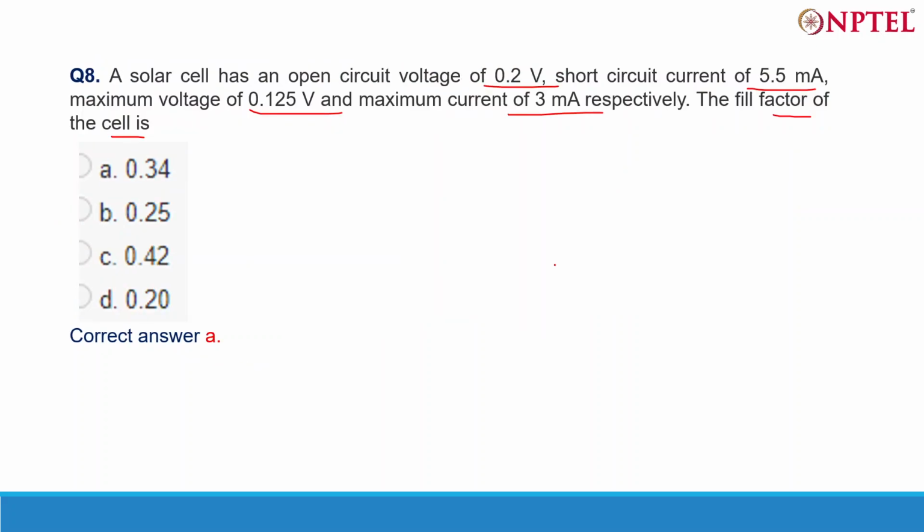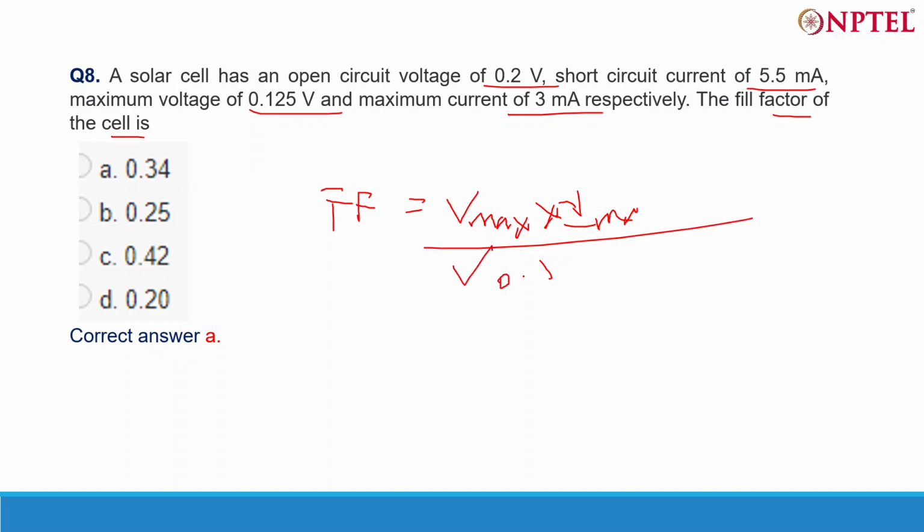So we need to calculate the fill factor. What is the formula of the fill factor? It's V max into I max upon V open circuit into I short circuit.